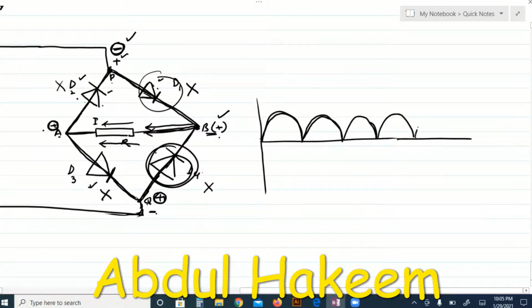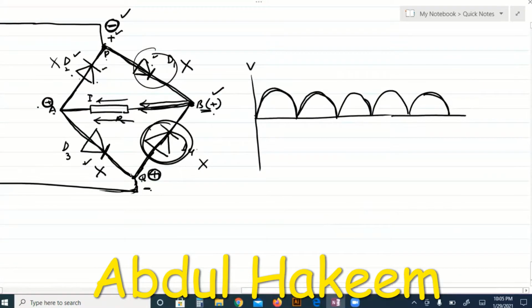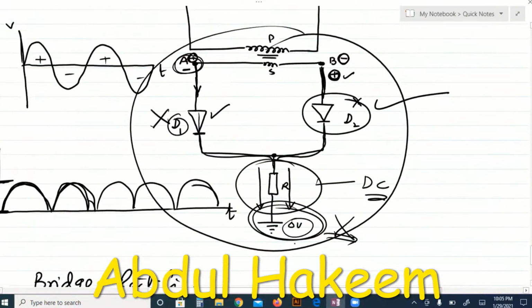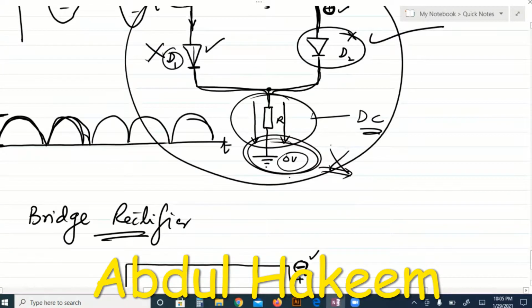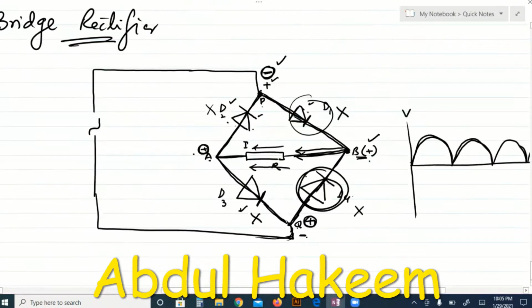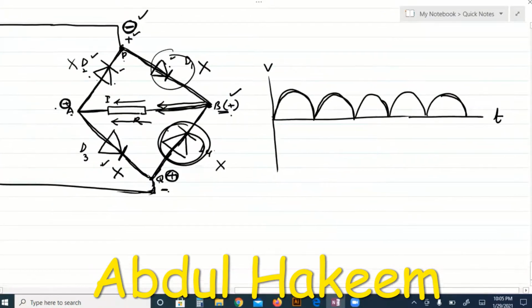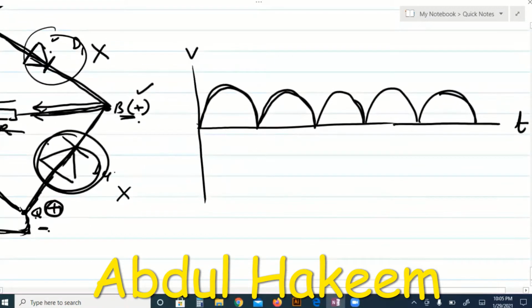full wave rectification, no gap, and without any earth connection. So this is the full wave rectification without any earthing, but this was the full rectification with earth connection. So this earth connection through the bridge rectifier is removed. But the other problem is still there.